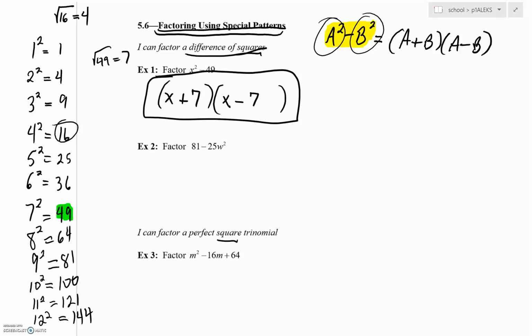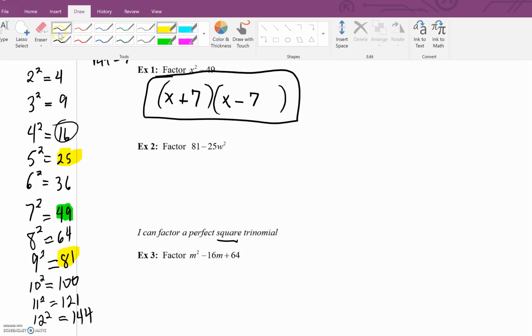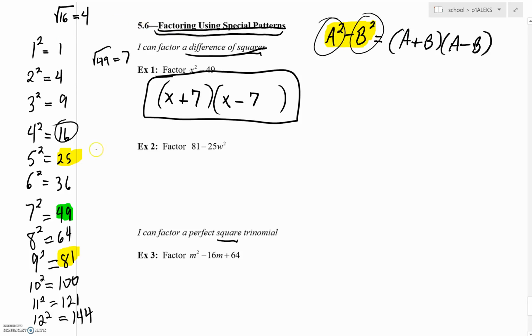Let's take a look at number 2. When we look at number 2, you're going to see that we've got 81. Now, 81, I hope you can notice, is in this list just as well. You've got a minus 25w squared. Well, here's your 25 there as well. We can go ahead and take square roots. We know the square root of 81 is going to be 9. And the square root of 25 is 5.